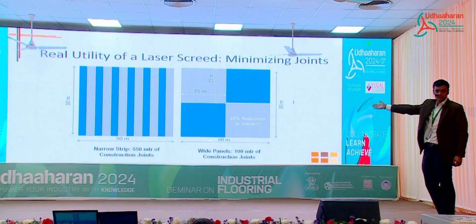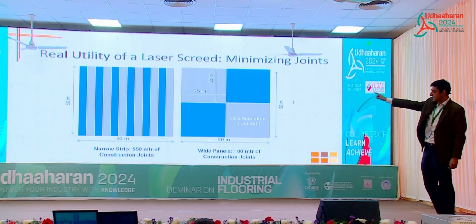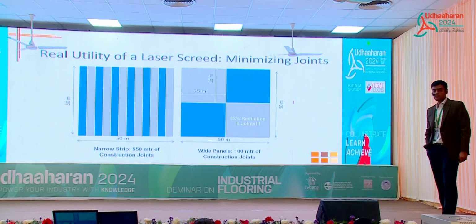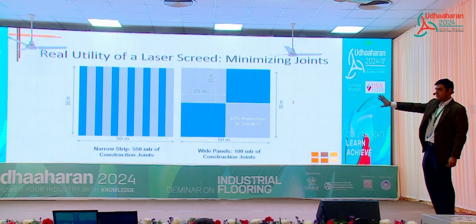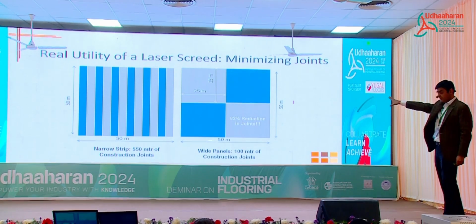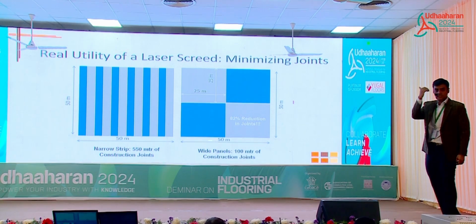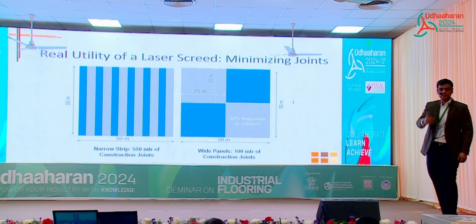If you do it with a conventional method, use a truss screed or a screed vibrator, you're doing it in panels, right? You end up having 550 meters of construction joints. The white lines that you see are the construction joints. Same 50 by 50, you complete it in 4 days, do 25 by 25 meter panels, you end up with 100 meters of construction joint. So your first line of defense in your battle with joints is to reduce them.